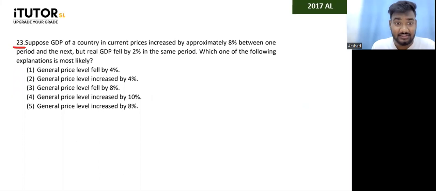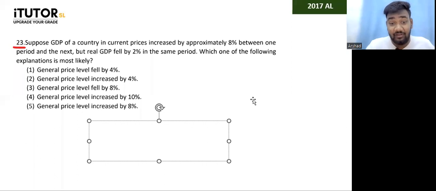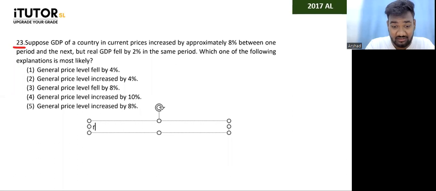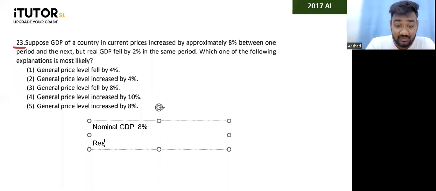Same question, no? Remember last time also we had, suppose GDP of a country in current prices. Current prices means nominal GDP. So nominal GDP has increased by 8% between one period and the next. Real GDP has fallen by 2%, minus 2%. So they're asking, what would have happened to price?